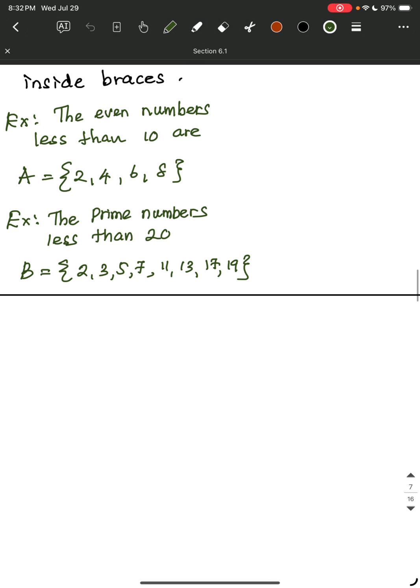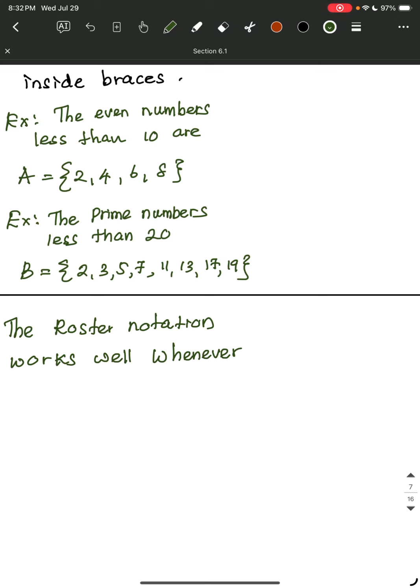The roster notation works well whenever we can list every element.